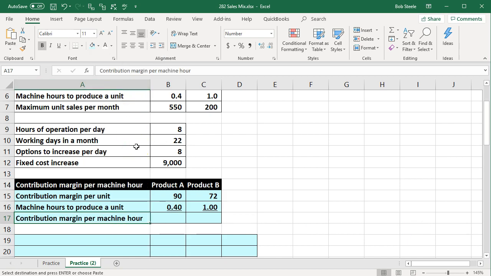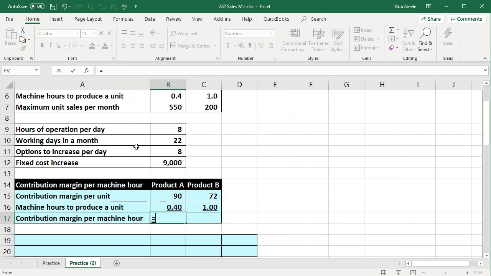So contribution margin per machine hour is going to be equal to the 90 contribution margin per unit divided by the 0.4 machine hours per product. So that's going to be the 225. And again, of course, this number is going to be higher than the contribution margin per unit because it takes less than 1 machine hour. If it took more, then you'd have a number that comes out to be less than here. So for B, this equals the 72, and this is 1, so it's just going to equal, of course, the 72.